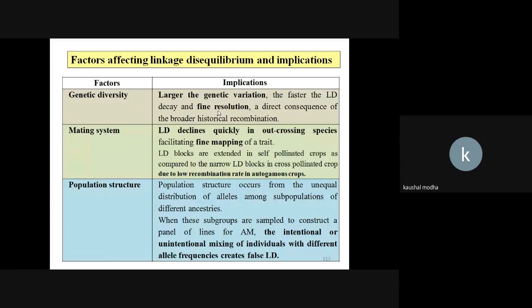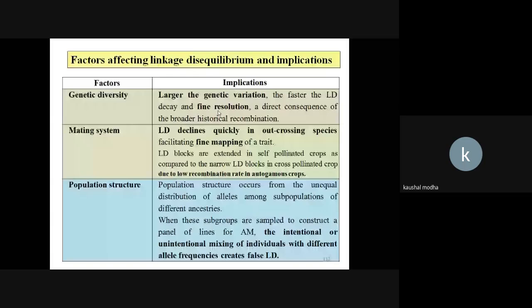So mating system means self-pollination and cross-pollination. LD quickly declines in outcrossing species because of higher recombination in outcrossing species. Higher the heterozygosity within the population or within the genotype, there will be more recombination. And that's why in cross-pollinated species, we find narrow LD blocks. If we compare that with self-pollinated crops, because self-pollinated populations are highly homozygous, we find larger LD blocks due to the low recombination rate in self-pollinated crops themselves. So the nature of pollination also influences the recombination rate and indirectly it influences the LD.